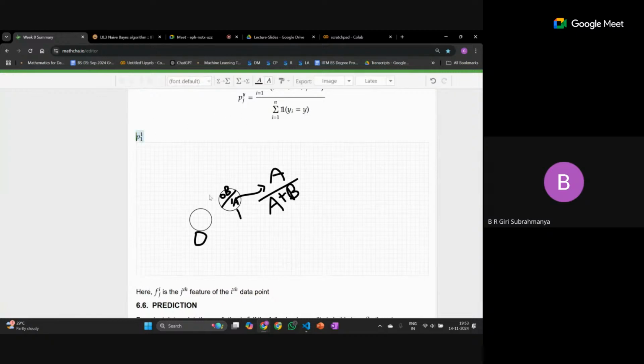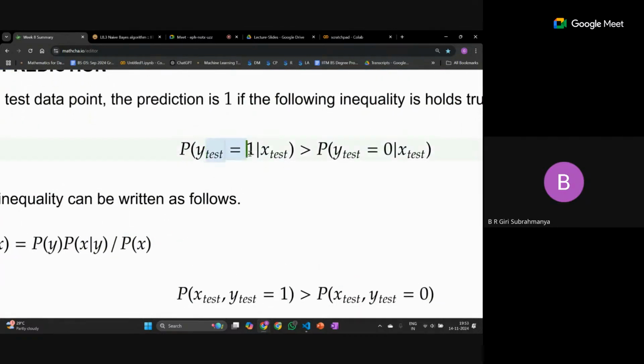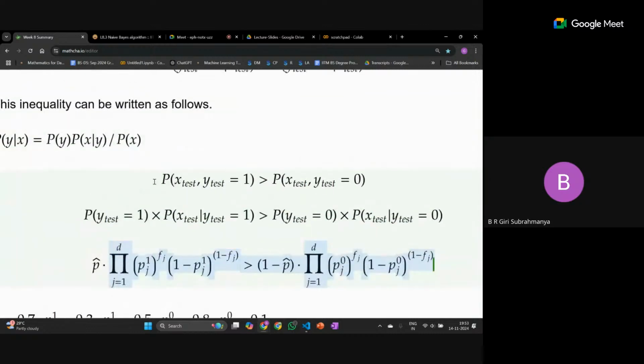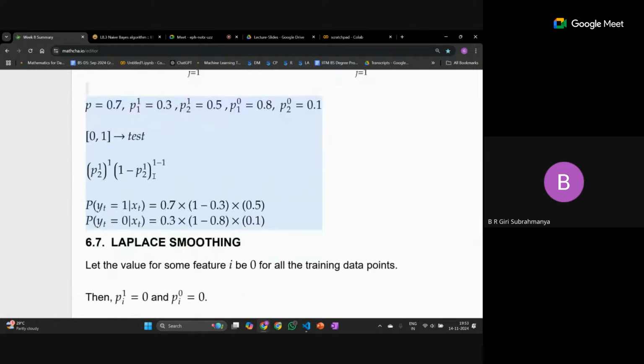Now, how will you predict? The prediction is given by this. P of y equal to 1 given x should be greater than P of y equal to 0 given x. And that is given by this, which turns out to be the one which you model: P of x comma y equal to 1 and P of x comma y equal to 0. So you'll see whichever is greater, you'll predict. And how to predict? There's an example here. So how to plug in the values? There's an example. Maybe we'll do it.